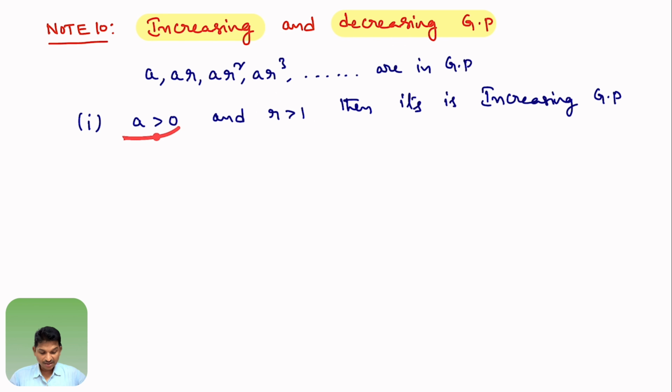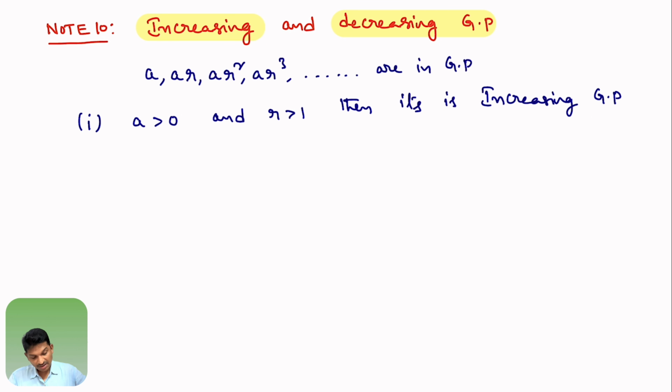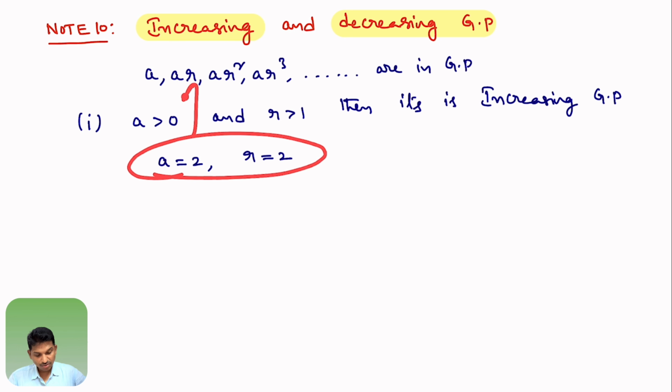If A is greater than 0 and R is greater than 1, then it is a geometric progression. Why, sir? Why is it a geometric progression? We take one example and we will check. A is greater than 0, so I'll take A equal to 2. R is greater than 1, so I'll take R equal to 2. Easy numbers only we'll take. This is just an example. You substitute this A value, R value in this.